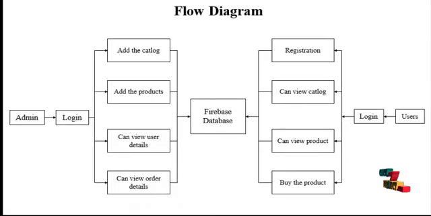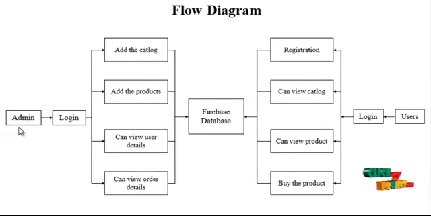We see the flow diagram. In this flow diagram, in this app, we have two modules. One is the admin, another one is the users. First of all, in the admin, we have the default login page. In the login, when we put the correct username and password, it opens the panel. Otherwise, it does not open. Then there are four options in the admin panel.